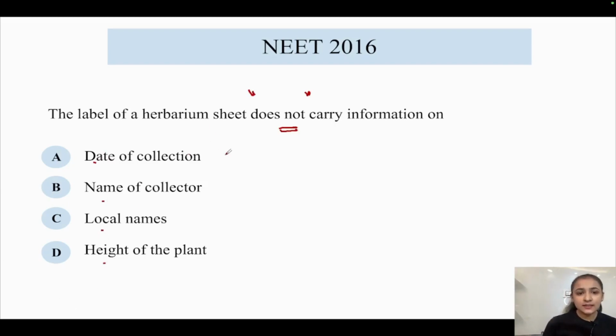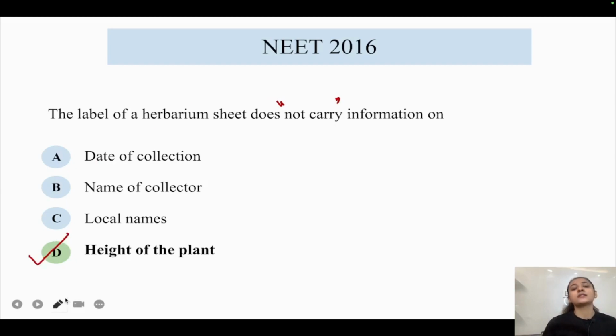So we studied that date of collection is present on the herbarium label. Name of collector is present. Local name, English name, botanical name, everything is present. But height of the plant we did not study. Height of the plant is not present on the herbarium sheet. So what does the herbarium sheet not carry? It does not carry information on the height of the plant. So the correct answer is option number 4.